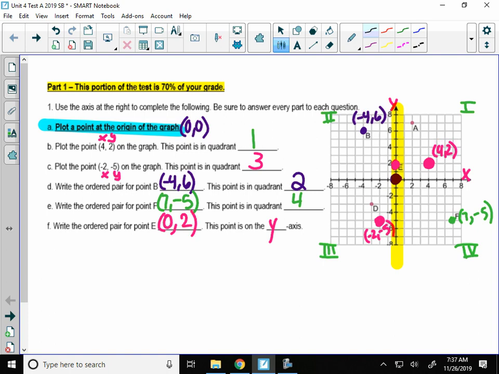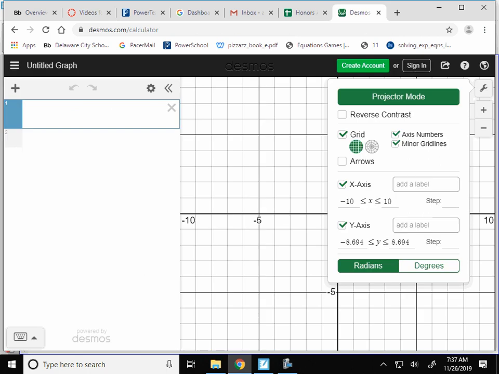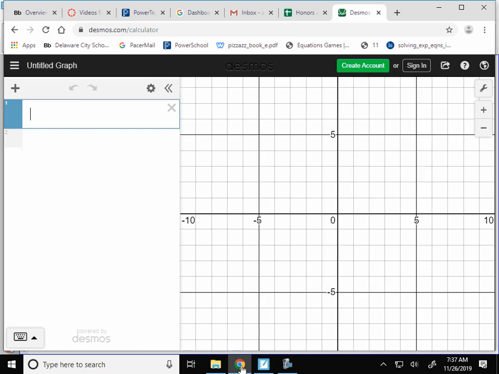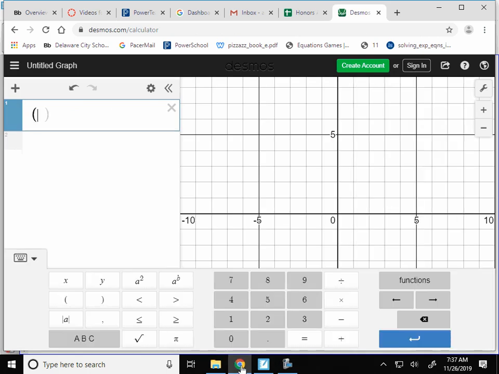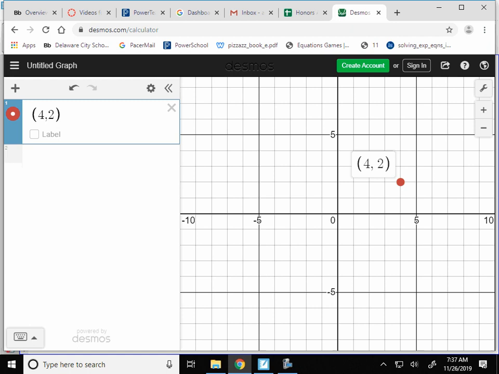Now, as we go through this really quick, I didn't even show you how to use Desmos. I'm just going to show you really quickly. If you get to part B, and it says plot the point 4, 2, and you're thinking, I don't know where 4, 2 is, then you need to go to Desmos and type in the ordered pair with parentheses 4, 2. That will show you that 4, 2 is right over here. Then you can look and say, oh, I went to the right and I go up. That's how you'll know where to plot it.